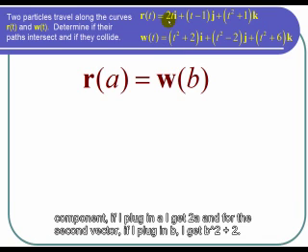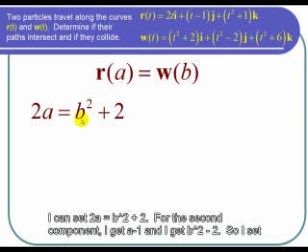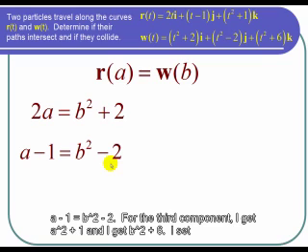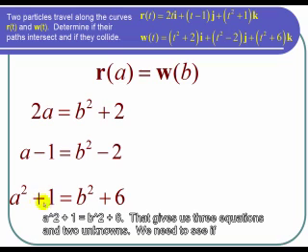So for the first component, if I plug in a, I get 2a, and for the second vector, if I plug in b, I get b squared plus 2. So I set 2a equal to b squared plus 2. For the second component, I get a minus 1 and b squared minus 2, so I set a minus 1 equals b squared minus 2. For the third component, I get a squared plus 1 and b squared plus 6, so I set a squared plus 1 equals b squared plus 6.